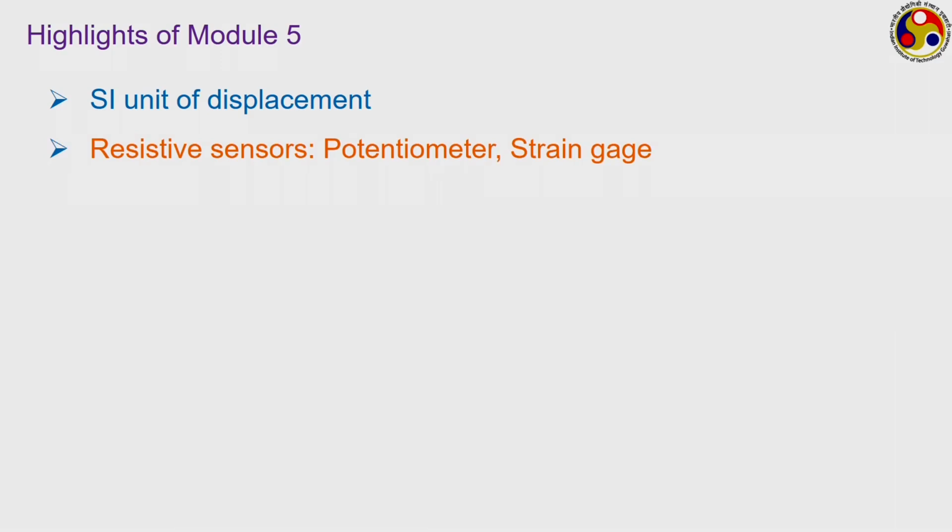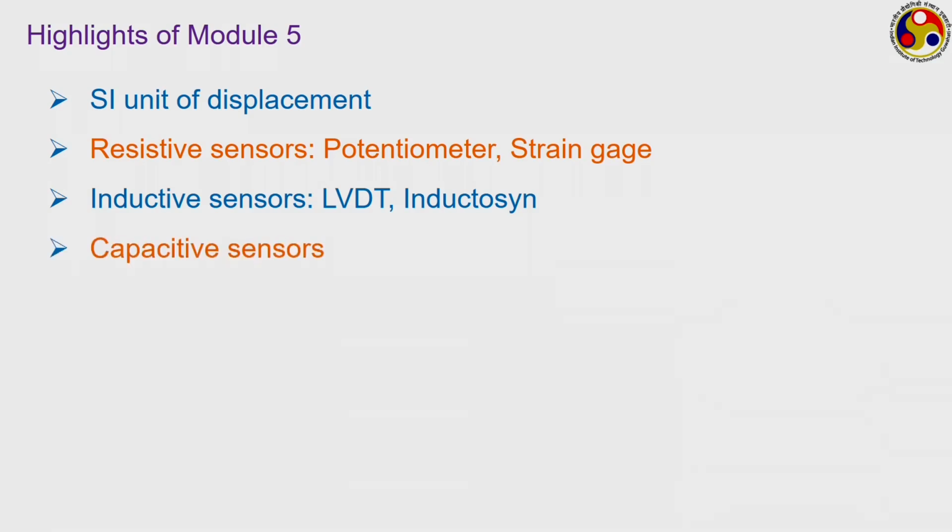So, what we have covered in this particular module: we started by discussing the SI unit of displacement, and then we talked about different kinds of displacement measuring tools, like resistance based sensors, potentiometer and strain gauges, inductive sensors like LVDTs and inductosyns, and capacitive sensors. Okay, do you know any example of handling any kind of capacitive based instrument? I am sure all of you have the experience.